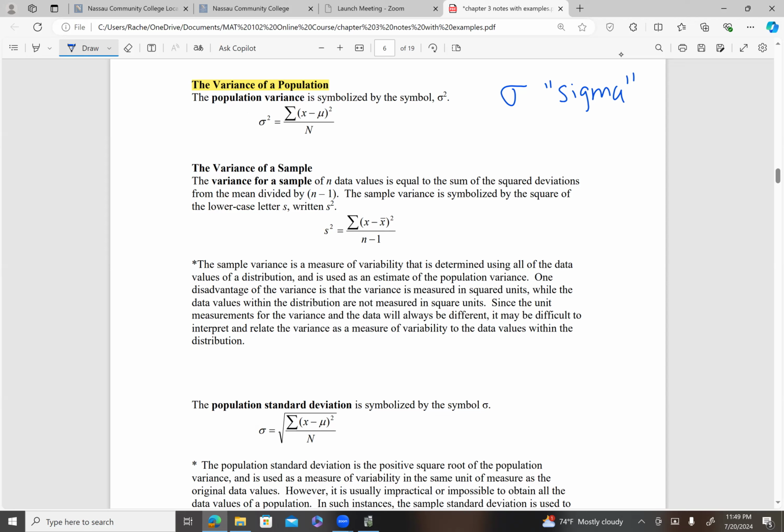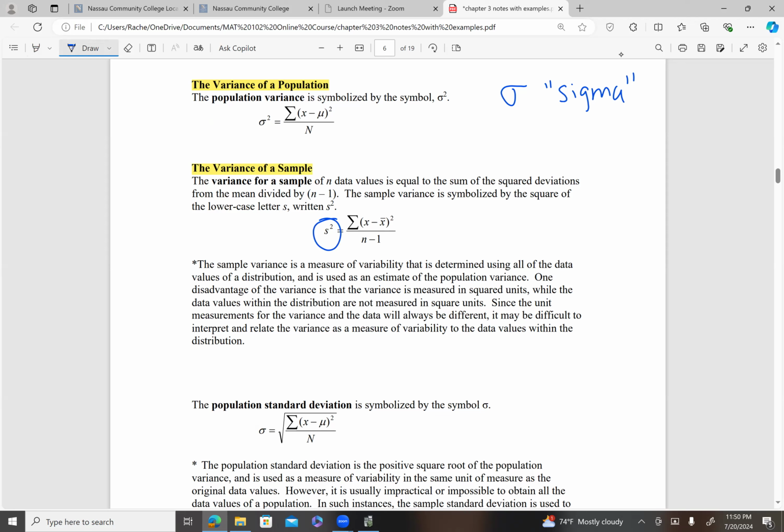Now remember, realistically, we're usually working with a sample, because it's usually impossible or impractical to get data from the entire population. So most of the time we're working with a sample. Let's talk about the sample variance. Now we need a different symbol. We can't use sigma squared because that's the variance of a population. So we use S squared to represent the variance of a sample.